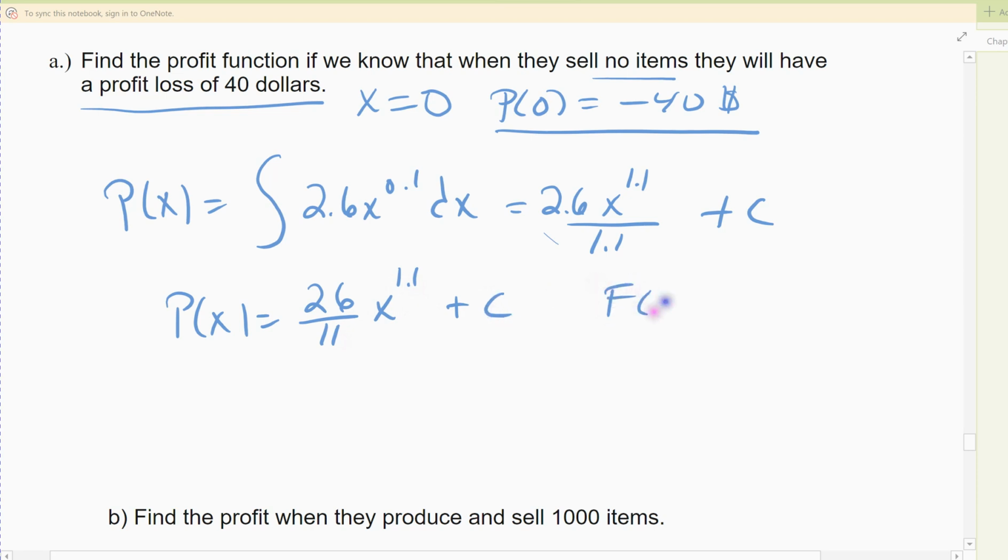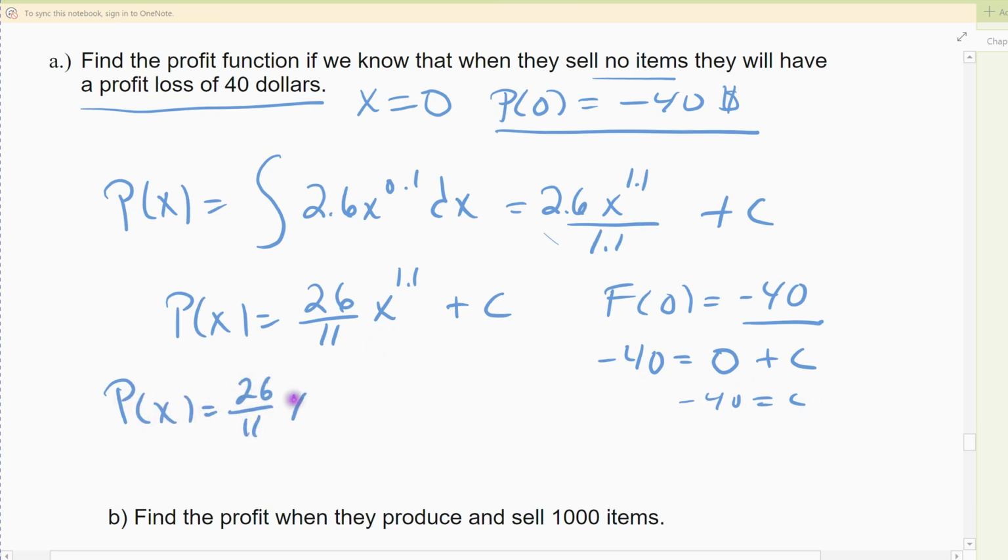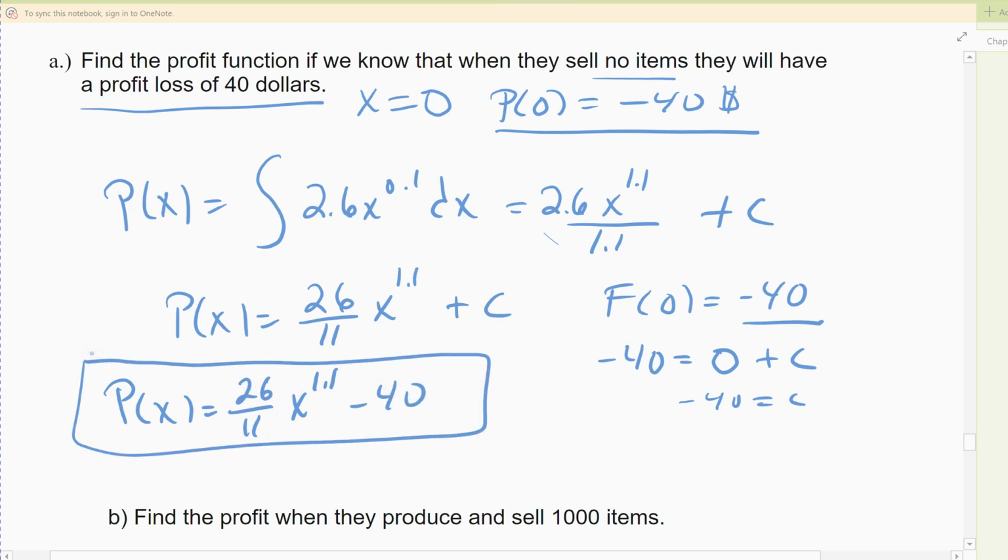Then we know if I plug 0 in, I should get negative 40 out. So negative 40 equals, well, I plug 0 in for x, and that zeroes out the first term. Zero is always a nice one, especially with polynomials, because usually the number they gave me is my constant. And that is the case. Negative 40 is my c. And so the profit function is 26 over 11 x to the 1.1 minus 40. So there's my profit equation.